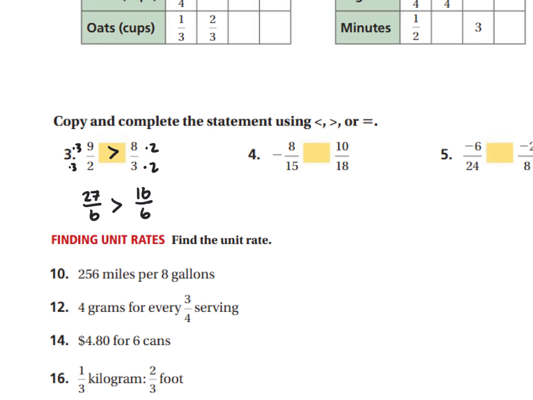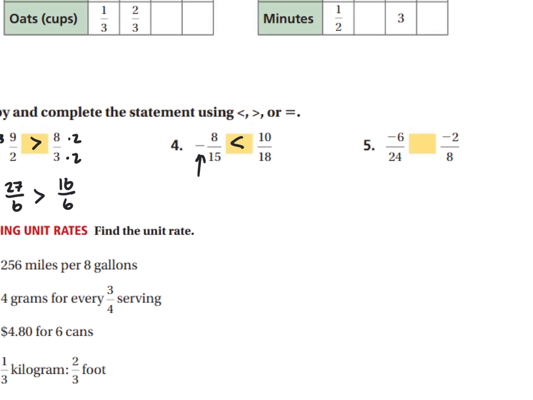For here, I don't even have to change my denominators because I see a negative and a positive. Positive numbers are always bigger, so we will do that. Right here, though, I do have 2 negatives, so I do have to check. 24, well, that's just 8 times 3, so we'll multiply by 3 on top and bottom. Negative 6 over 24, this will become a 24. Negative 2 times 3 is negative 6. These two are equal.